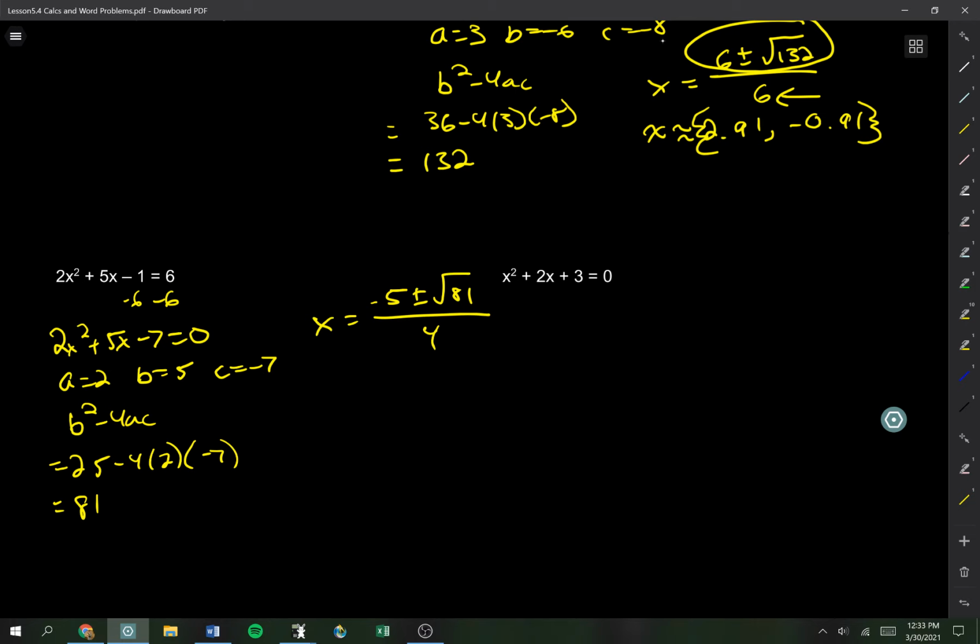Well, 81 is a perfect square, so I don't really need a calculator for this. You can if you want, but I now know that the square root of 81 is 9. Sorry, I saw those numbers and said it wrong. The square root of 81 is 9.